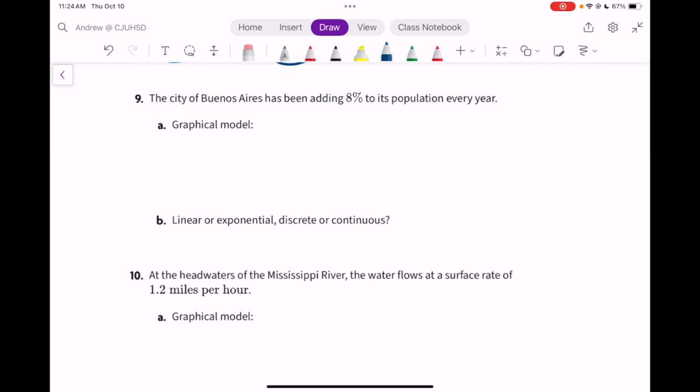The city of Buenos Aires has been adding 8% to its population every year. That one would also look the same way as you're seeing the data come in year by year. Discrete and exponential.